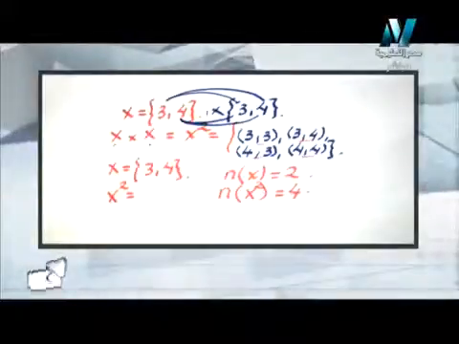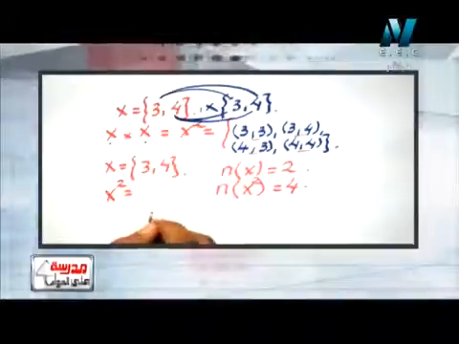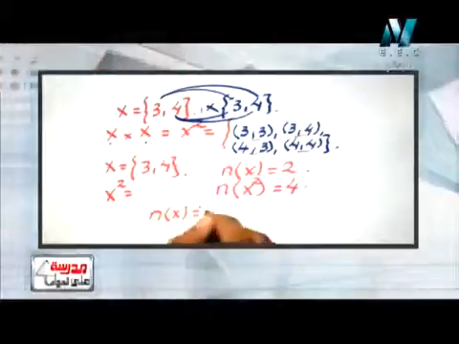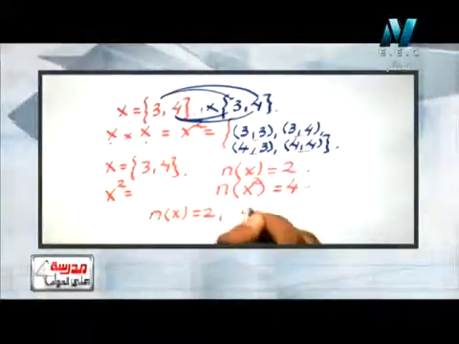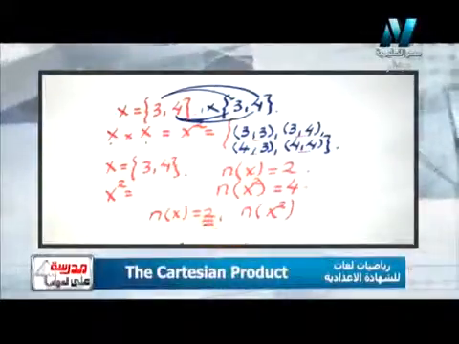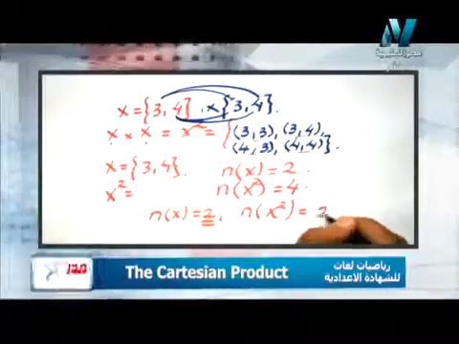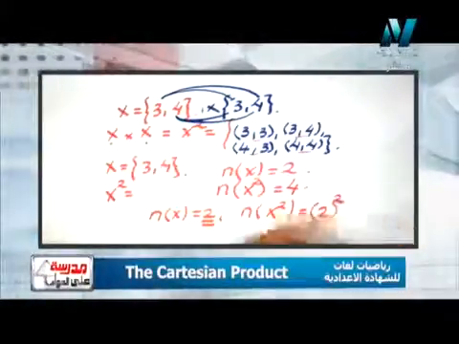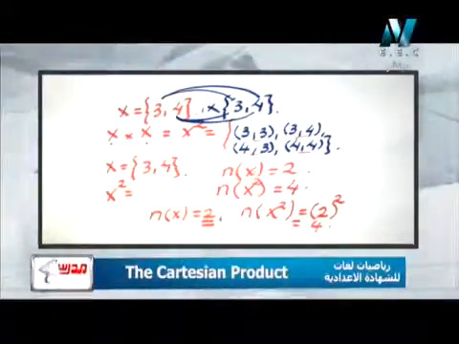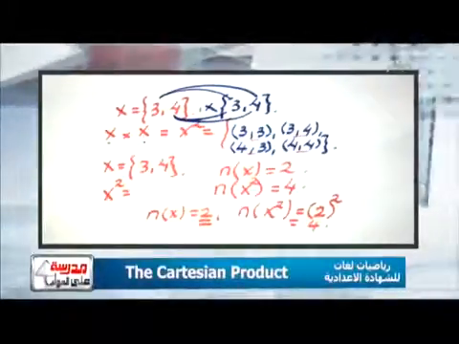Can you find the answer in another way? Sure. If I have n of x equals 2, then n of x squared, you can square the number of elements of x. It means 2 power 2, which is 4. You can square the number of elements of x to get the answer. Okay?